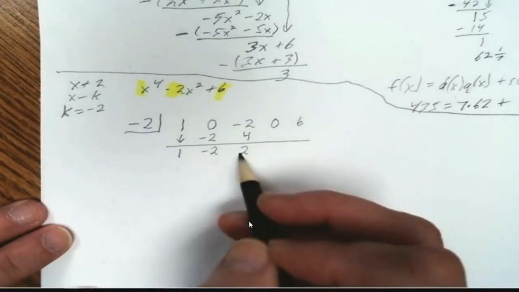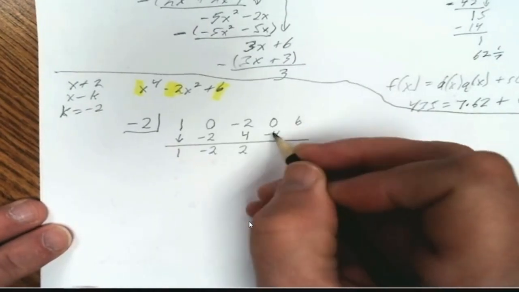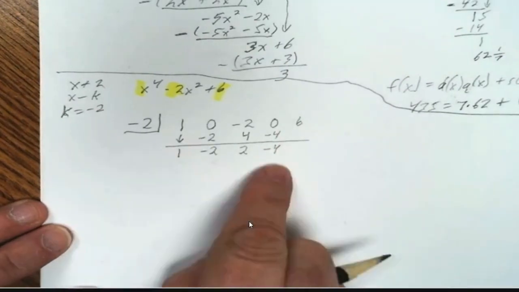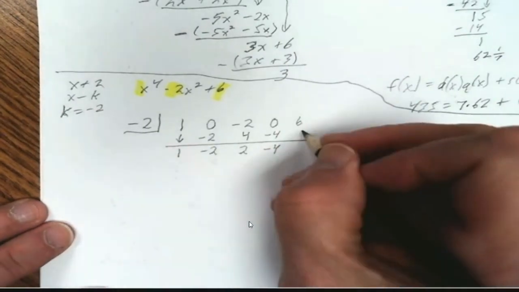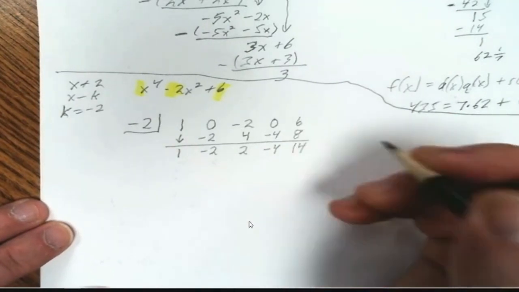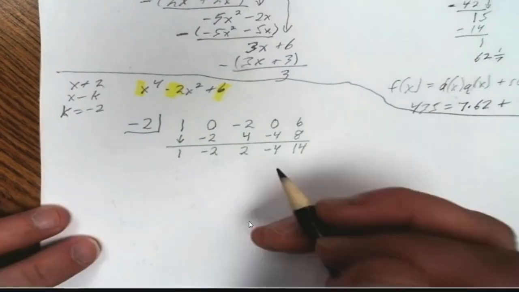Multiply again. Negative 2 times 2 is negative 4. Add 0 plus negative 4. And then finally multiply again. Negative 2 times negative 4 is a positive 8. And add 6 and 8, that's 14. Well, that's our answer, but we haven't written our answer as a function yet.